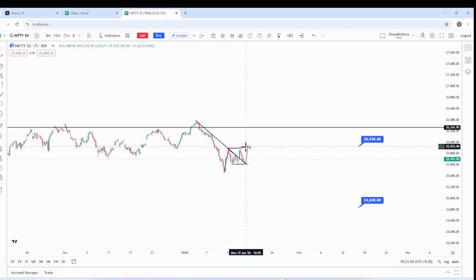It can gap up to 25,930. Yes, it can gap up 25,930. Only after this move will we come to know whether it is going to make a low here and then start moving up, or it will make a new low. Until that, we also don't know. So these are the facts you must understand as a pattern trader and an FNO trader.